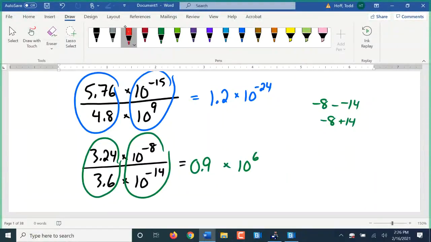Now, once again, we only have a 0 in front of our decimal point. We have to have one non-zero digit in front of the decimal point. So we have to move this over. That's going to become a 9. Now the number became larger. It went from 0.9 to 9. So the number gets larger, the power is smaller. So 6 minus 1 is 5. So that is just 9 times 10 to the 5th.